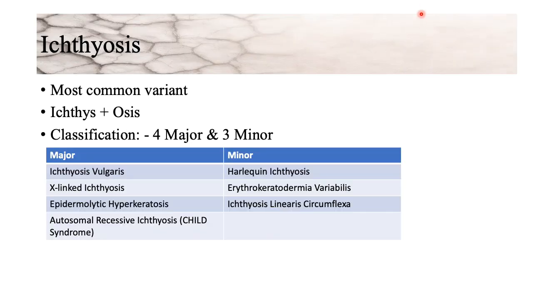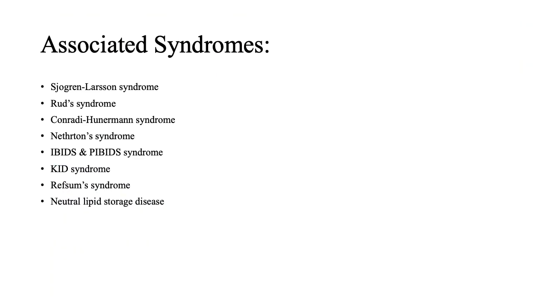The first condition we are going to discuss is ichthyosis. This is the most common type of genodermatosis in which the skin becomes scaly. The word ichthyosis is coined from the Greek word ichthys, meaning fish. There are 4 major and 3 minor variants of ichthyosis. Those are being tabulated here. We will be discussing one by one. Besides those major and minor variants, the skin lesions of ichthyosis can be seen in many syndromes. A few of them are listed here.